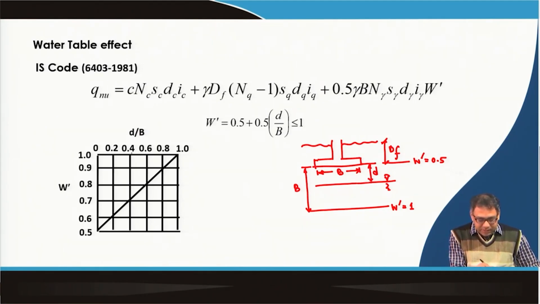Suppose your d by b will vary from 0 to 1. For 0 it is 0.5, for 1 it is 1. In between, we can use this chart, or you can linearly interpolate the value. You can use this chart to calculate the W dash, and the other factors you will get for bearing capacity factor same as basic, and gamma Df, as I mentioned, is always effective.